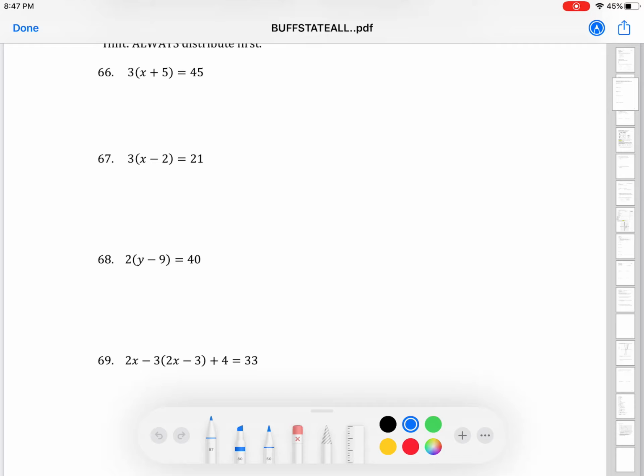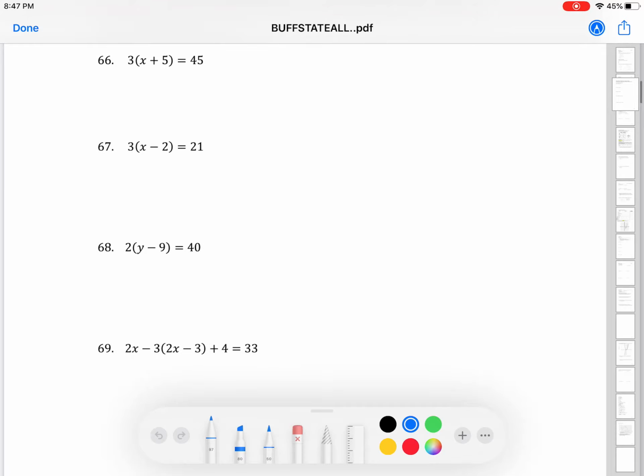All right, continuing on with the week 2 notes, we left off on question 68. 68 is a very similar setup to 66 and 67, so if you took a little pause between the videos, this will jump you right back in. So we left off with the distributive property in equations.